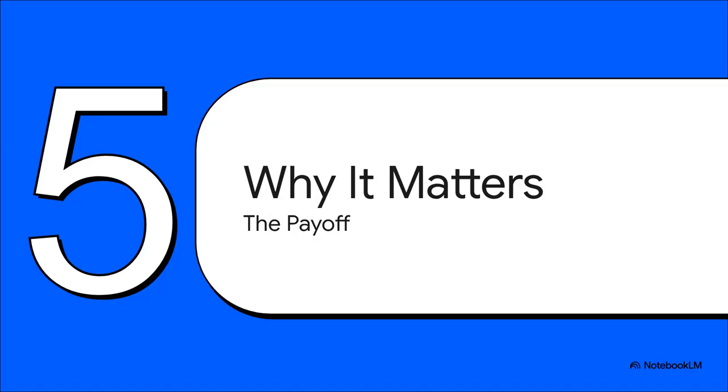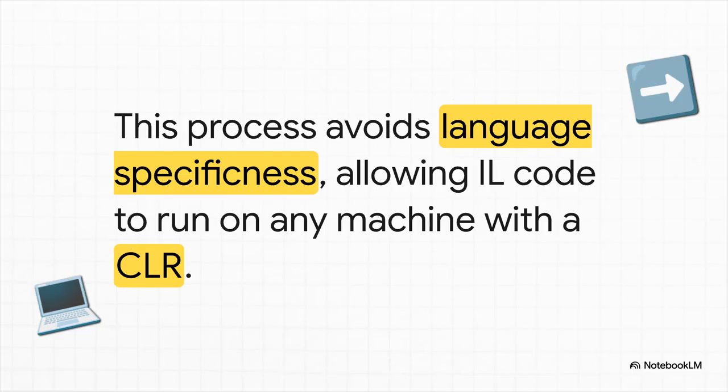Okay, let's step back for a second. We've seen this two-step dance, from our code to IL, and then from IL to native code. But why all the complexity? Why does this journey even matter? What's the big payoff? And here's the beautiful answer. One code, any machine. That's the payoff. Because the code is first compiled into that standardized intermediate language, it's not tied to any specific hardware. This means you can take that same compiled code, that same .exe file, and run it on any machine that has a compatible CLR. The CLR on that specific machine handles the final custom translation right there on the spot.